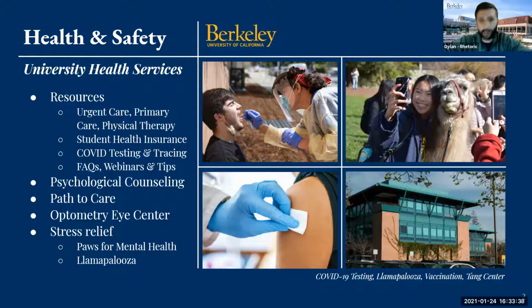And talking about that, we have different resources for students. We have urgent care, primary care, and physical therapy for students who may need it. We have the Student Health Insurance Program, or SHIP, which students can opt into if they'd like. Essentially, as a student at UC Berkeley, you need to have some form of insurance if you want to attend the school. And the Student Health Insurance Program is an opportunity for students to opt in and have an easier time meeting that requirement.